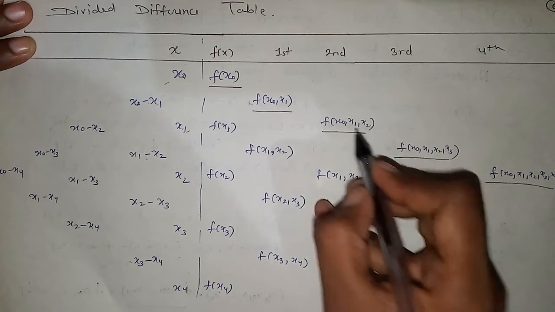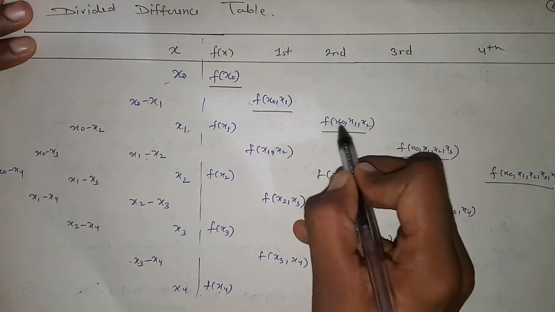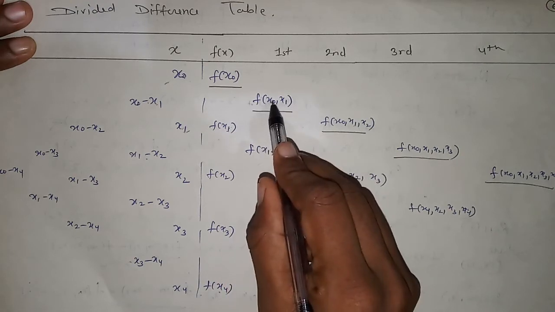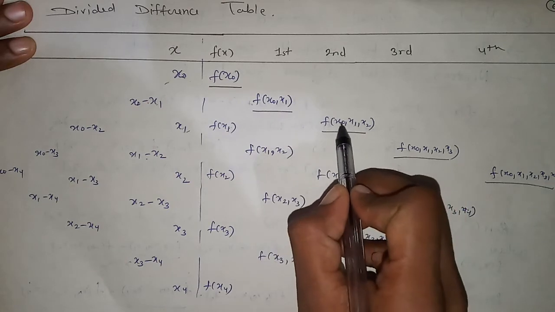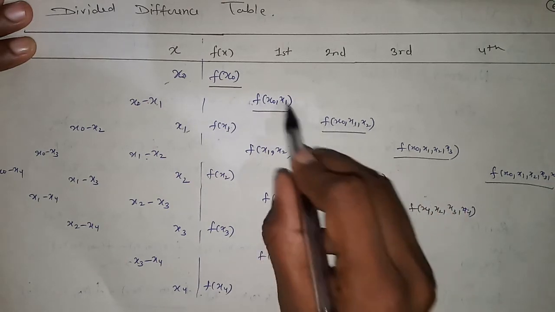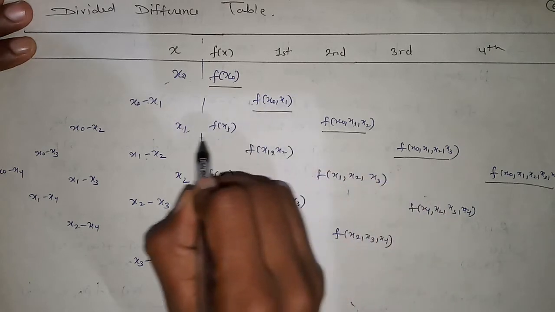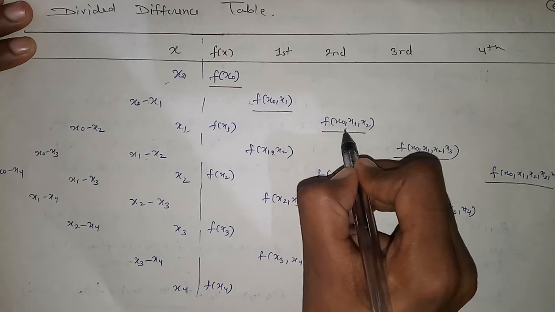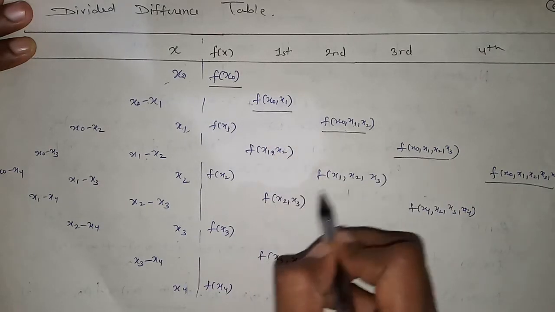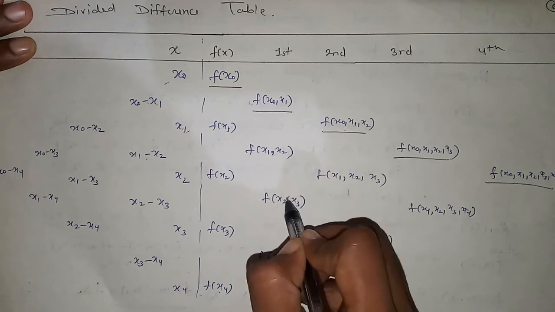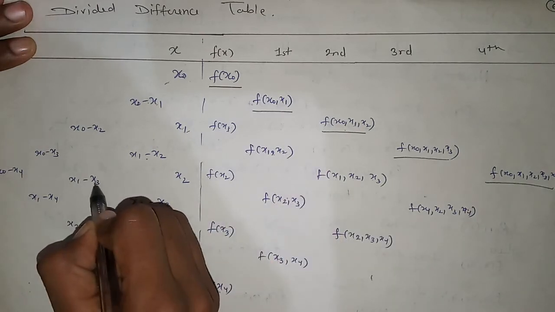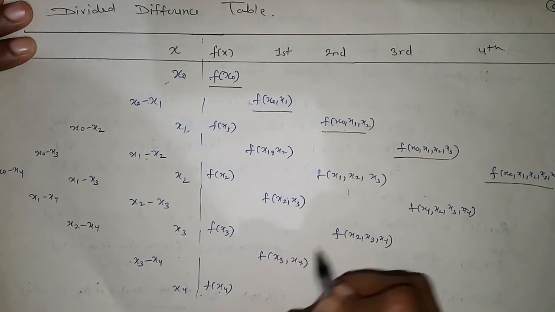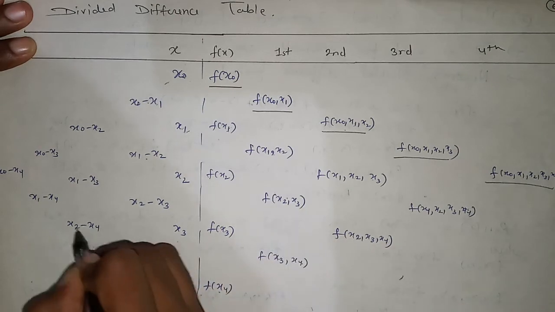Now for the second difference, f(x0, x1, x2). Why are we writing it here? Because x0, x1 and x1, x2 are there, so there are three arguments, not 1 and 2. How is it calculated? The difference of these two, in the same opposite direction in the straight line, divided by x0 minus x2. On dividing this, we get this answer. Here 1, 2, 3: f(x1, x2, x3), the difference of these divided by x1 minus x3. Again f(x2, x3, x4), the difference of this divided by x2 minus x4.